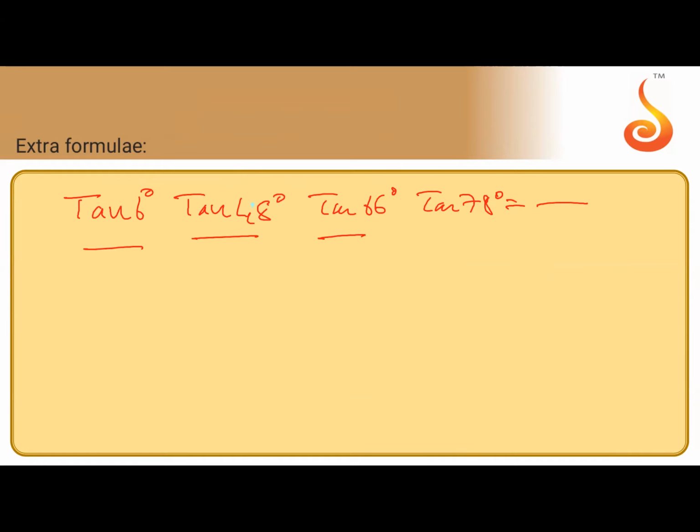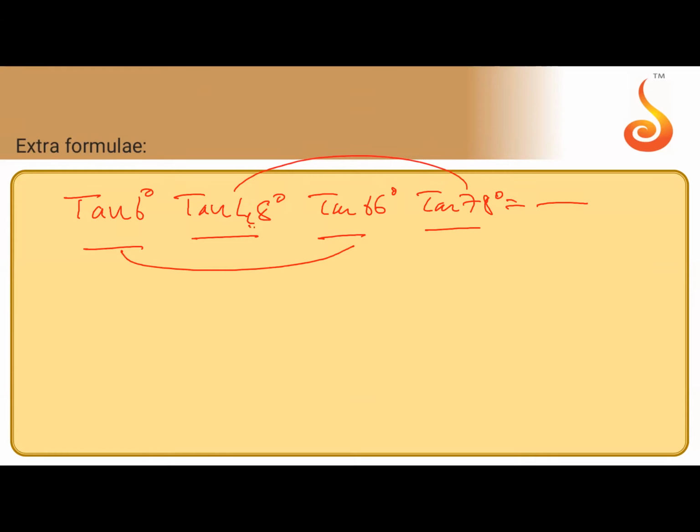One more question, the same logical question. Tan 6, tan 66, wait, tan 48, tan 66, tan 78 degrees. They'll ask a question like this. What is the answer for this one? Okay, here 6 is there, 66 is there, 48 is there, 78 is there. Grouping, these two grouping is possible.